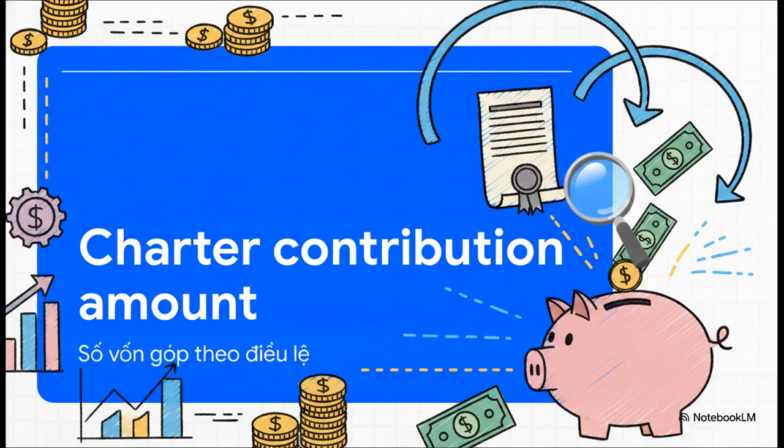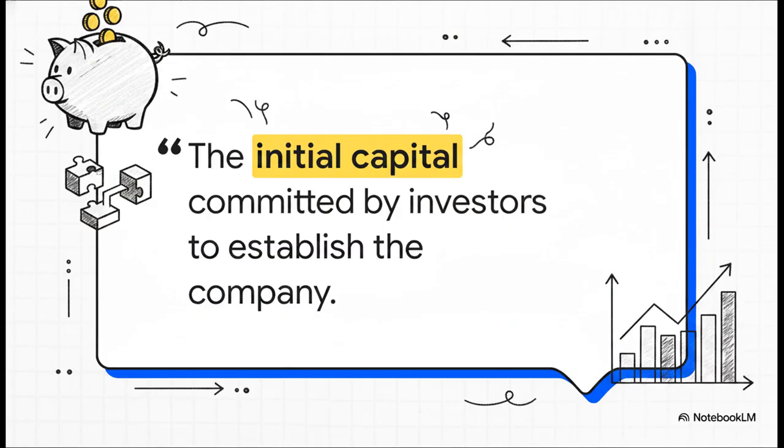it off the ground. To truly lock this into your memory, let's read a clear English explanation out loud, nice and slow. The chartered contribution amount represents the initial capital committed by investors to establish the company. By really grasping this sentence, you understand the exact starting point of our corporate story.